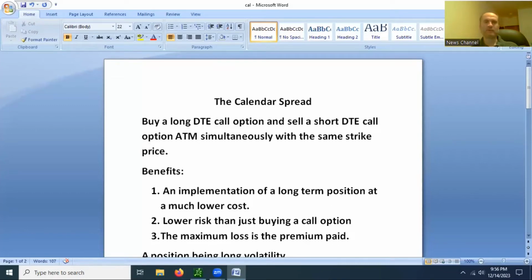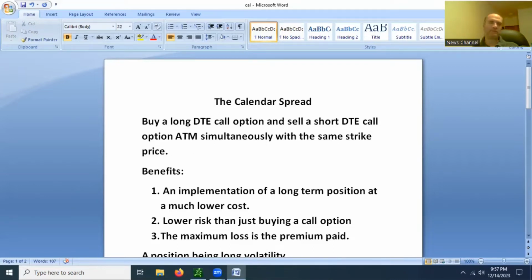In this lesson, I'm going to be discussing the calendar spread options trading strategy. So what does this strategy do? Buy a long-dated expiration call option and sell a short-dated expiration call option, both at the money, simultaneously with the same strike price.